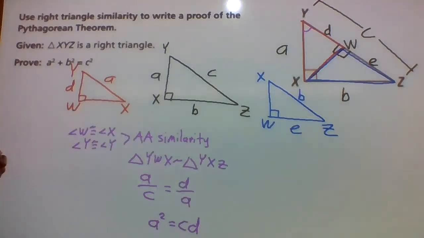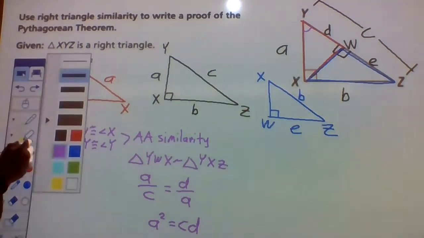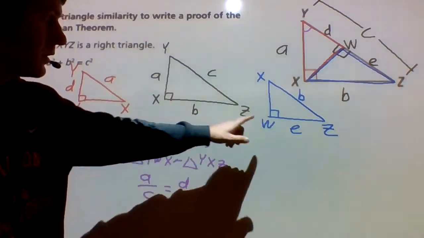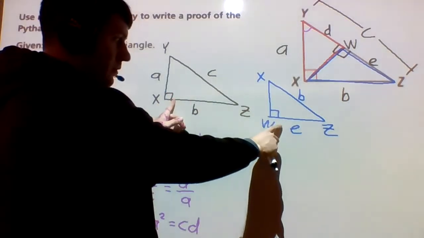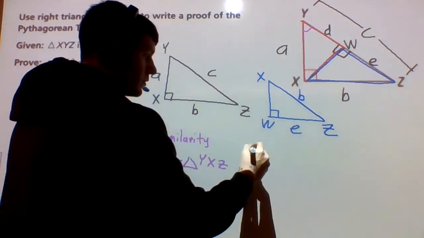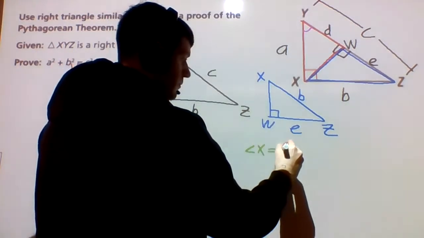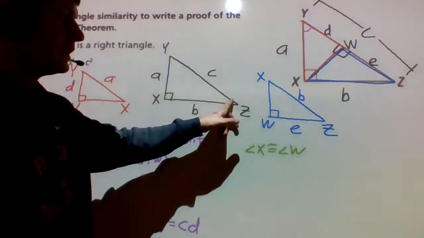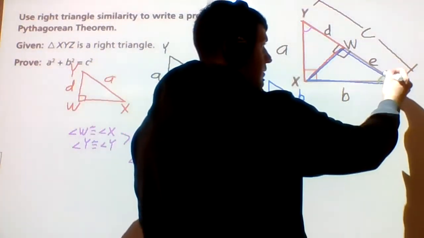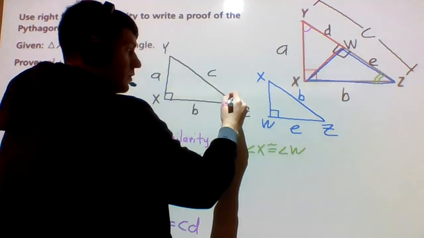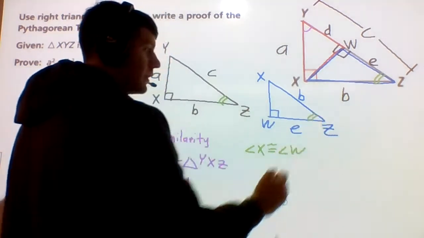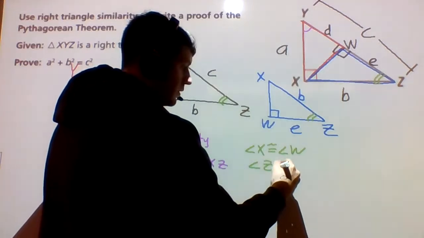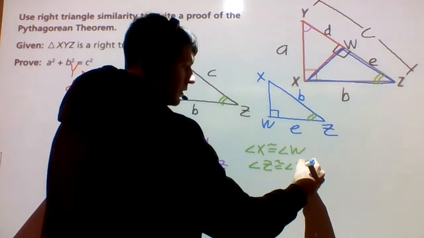Now we're going to come over here and look at the next two triangles, the blue and the black. We know angle x is congruent to angle w. And they have angle z in common, right? Angle z here is part of both triangles. So angle z is congruent to angle z by the reflexive property.